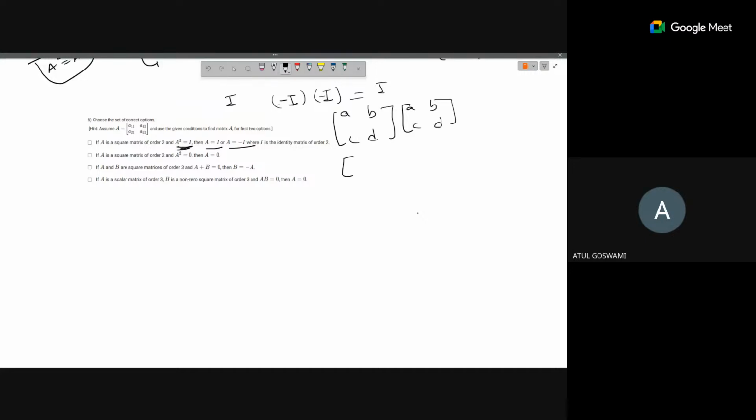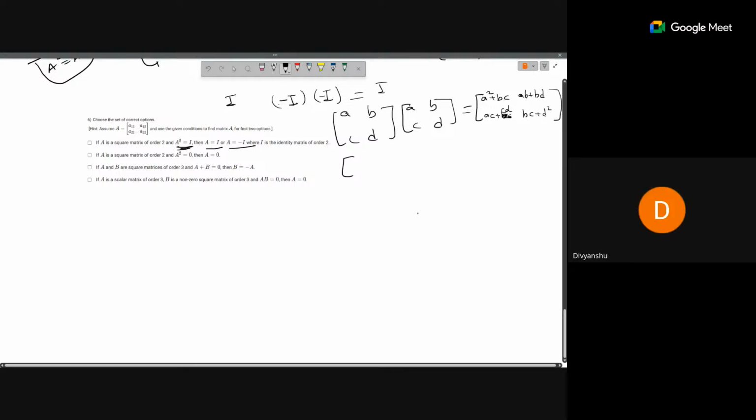Okay, what was the multiplication? Actually, I don't remember. Somebody tell. Yeah, A square plus BC, AB plus BD, AC plus CD, and BC plus D square. Okay, so this is A square, right?